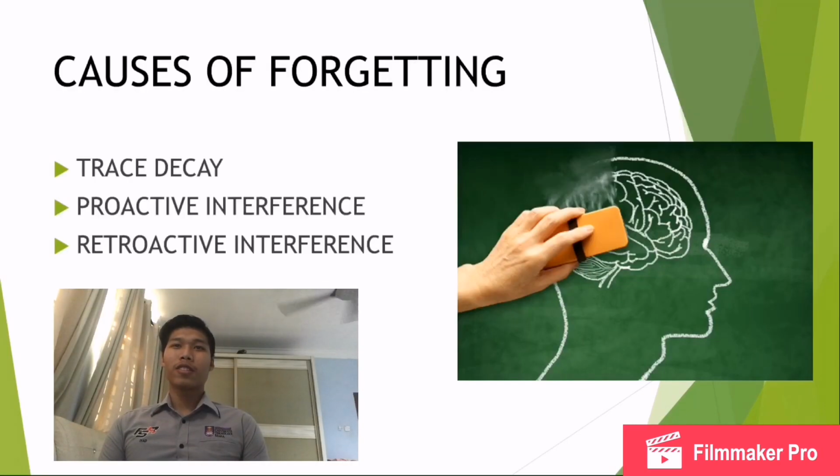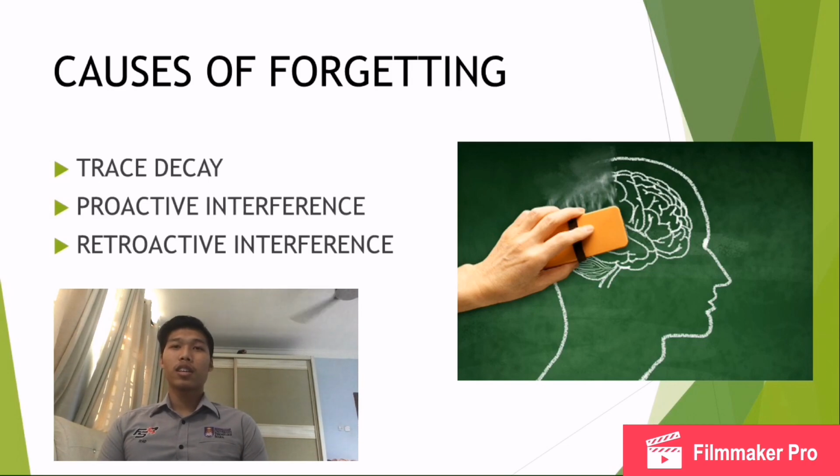My name is Wan Muhammad Iyad bin Manap. I will continue to present about the causes of forgetting. There are three causes of forgetting, which are trace decay, proactive interference, and retroactive interference. I will explain the first cause, which is trace decay.